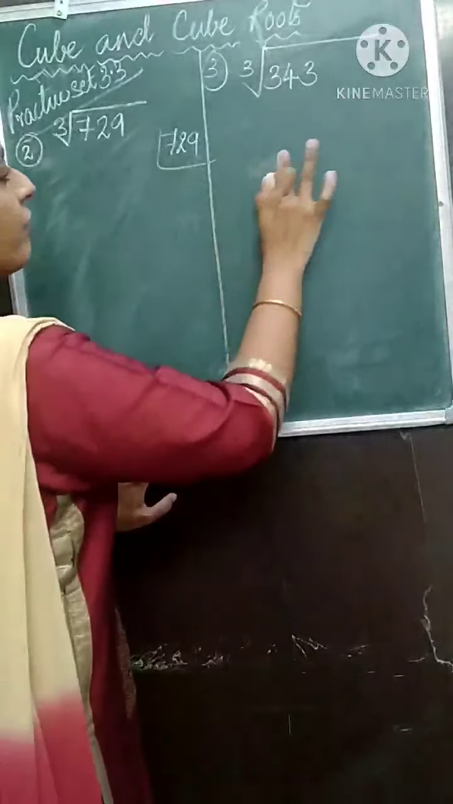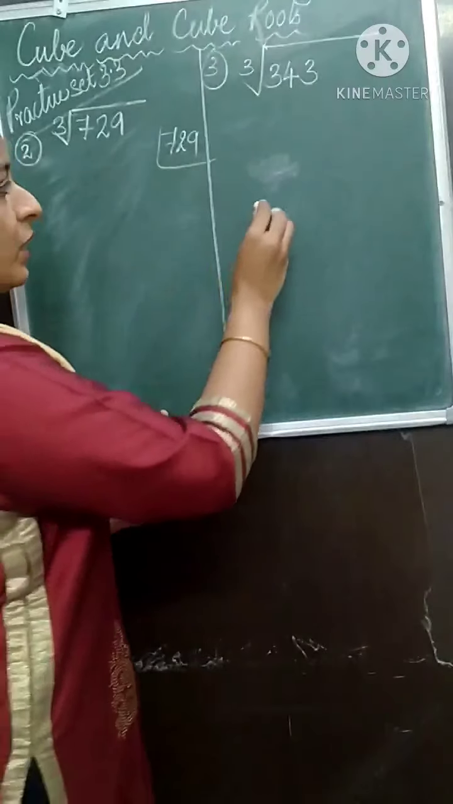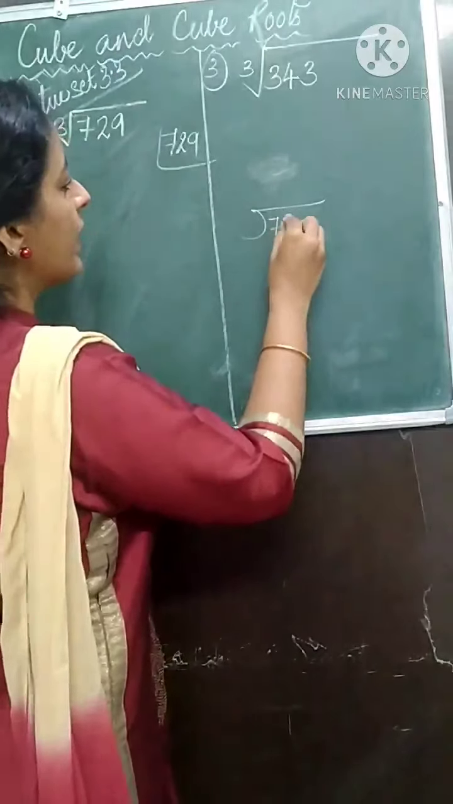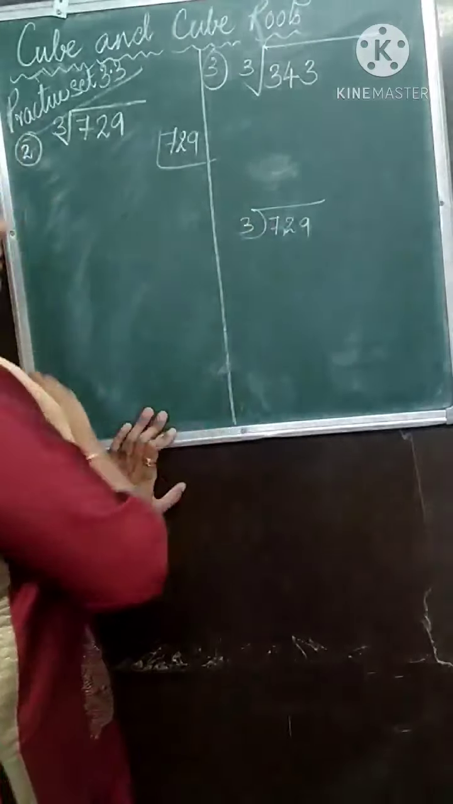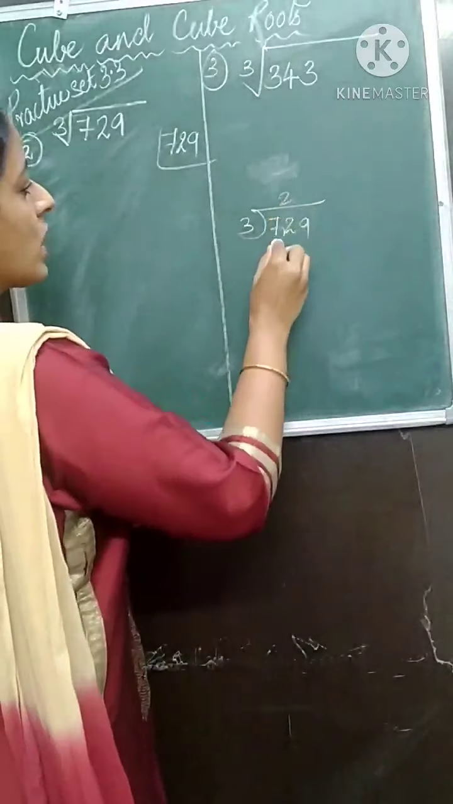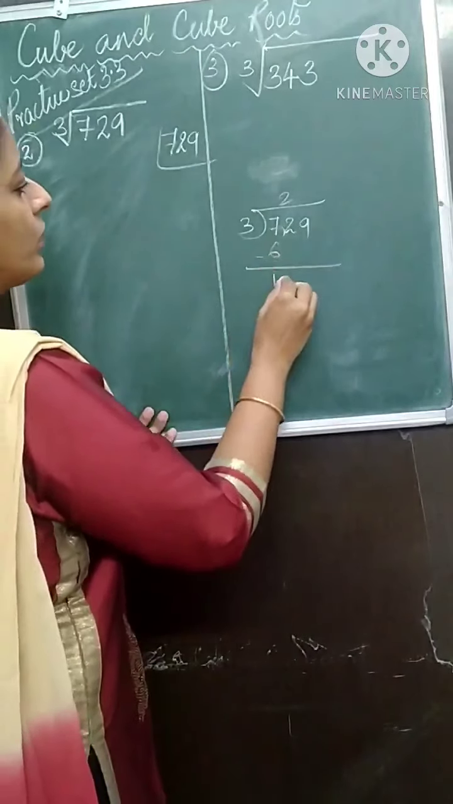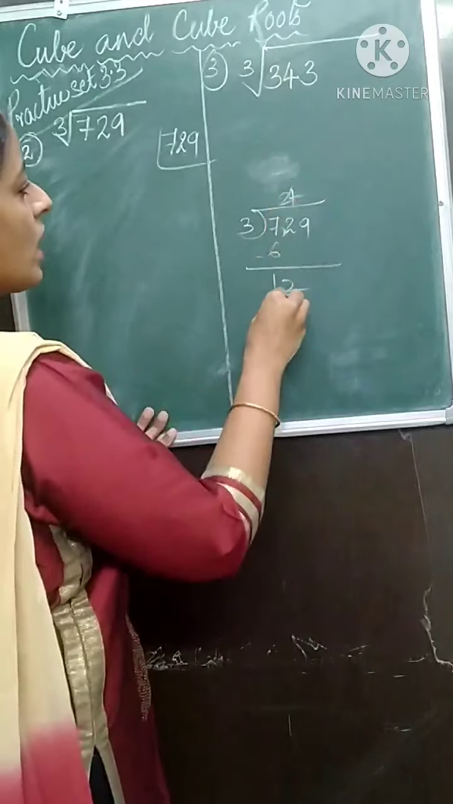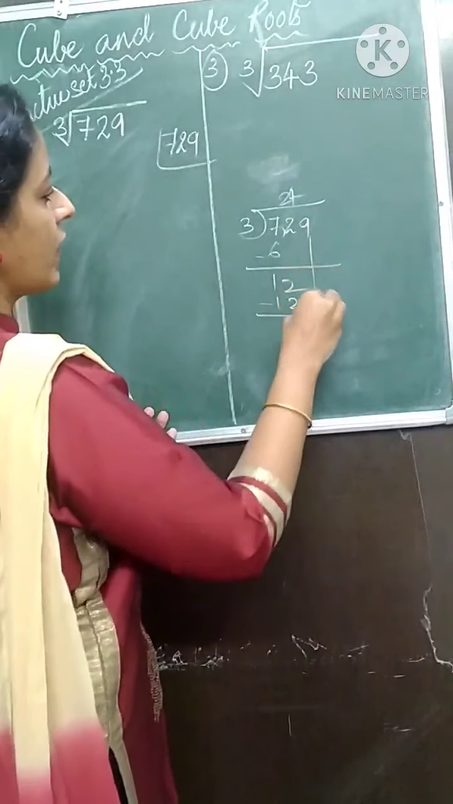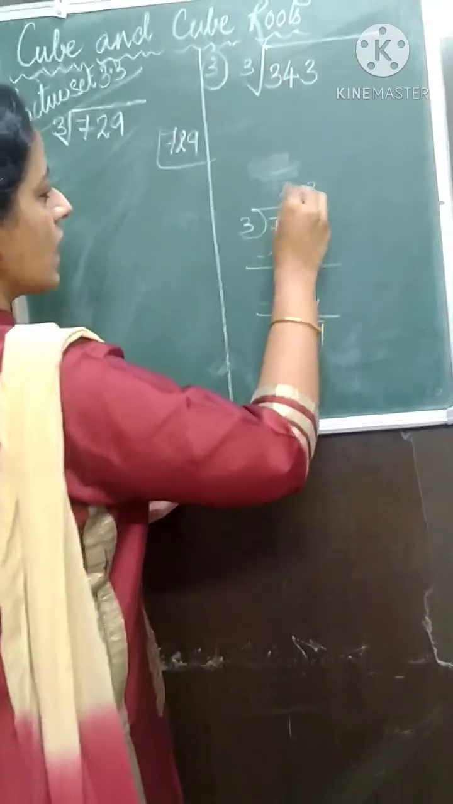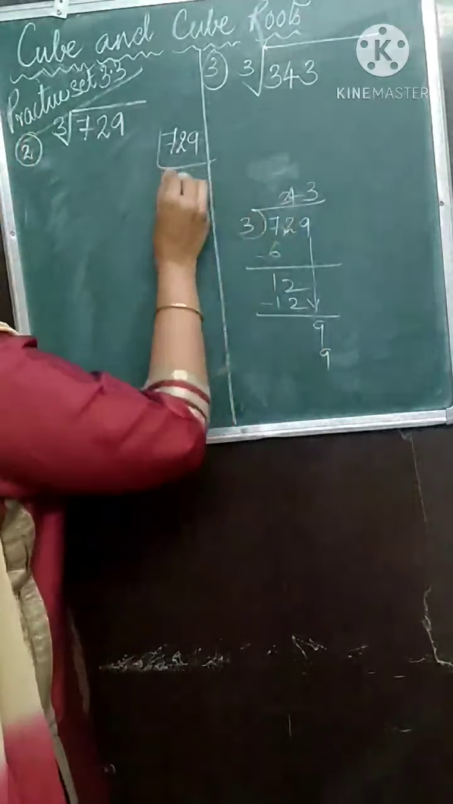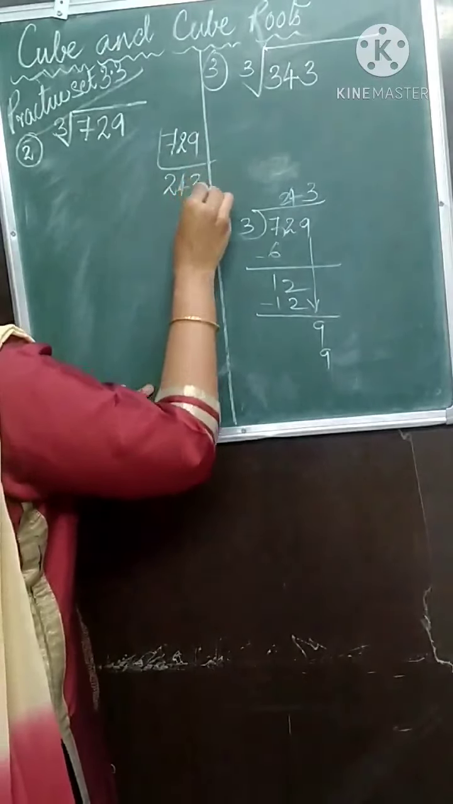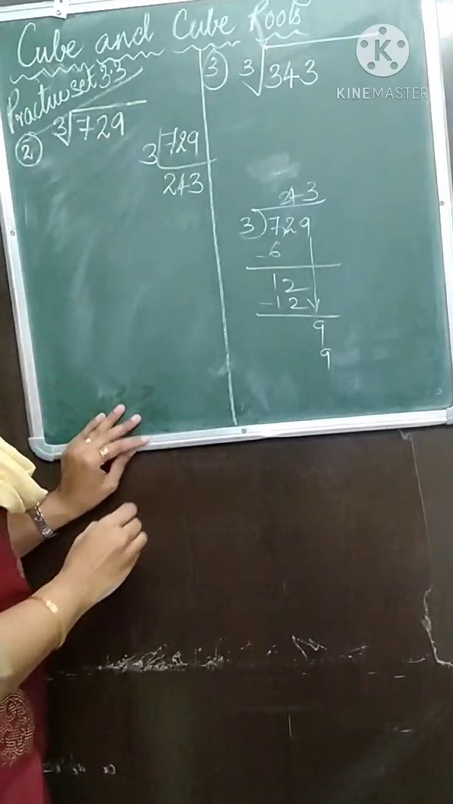Let us divide. If you don't know how to divide mentally, you write it in the working column and divide. 729 divided by 3. 3 2s are 6. 1 down. 12. 3 4s are 12. Now 9 down. 3 3s are 9. So what you got? 243, and this was divisible by 3.